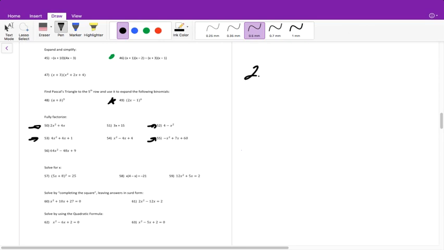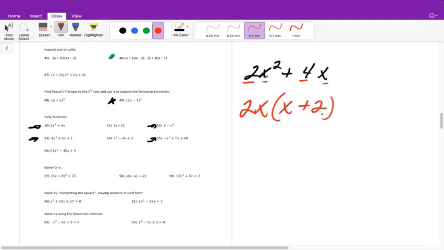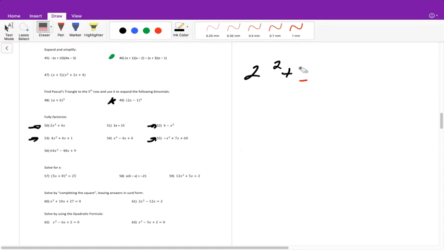So for 50, 2x squared plus 4x, first thing we do is we look for GCF. So we have a 2 goes in both of these, and we have an x, so we can factor out the 2x. Then we're left with x plus 2. So that is fully factored for number 50. All right, let me erase this. Let's move on to the next one.